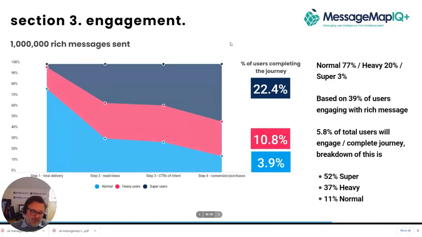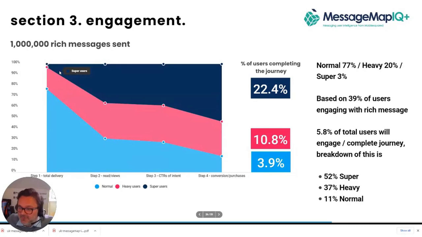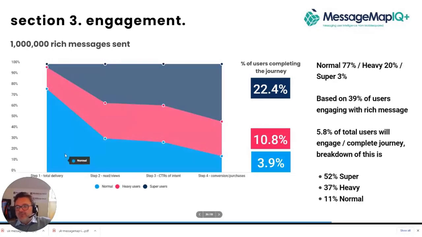So what we've done is take, again, a million messages. We're now assuming that this database has 1 million smartphone users, not worried about which channel for the time being. Let's say it's RCS. So you've got 1 million users, and 1 million RCS messages have been sent out. Based on what we understand from our research, normal users account for about 77% of a database. Heavy users would be about 20%, and super users are just 3%.